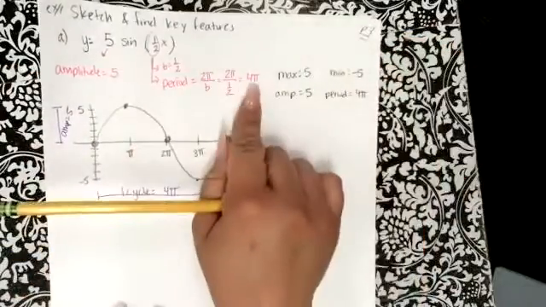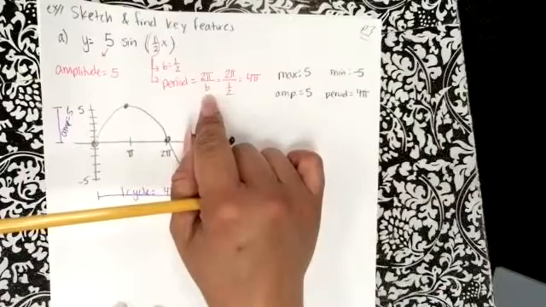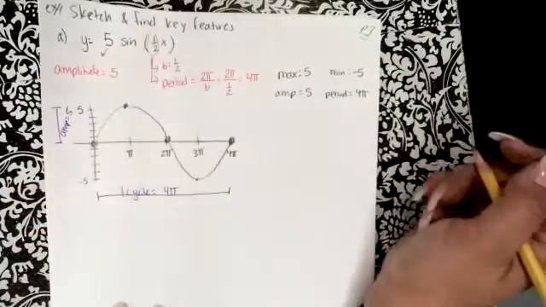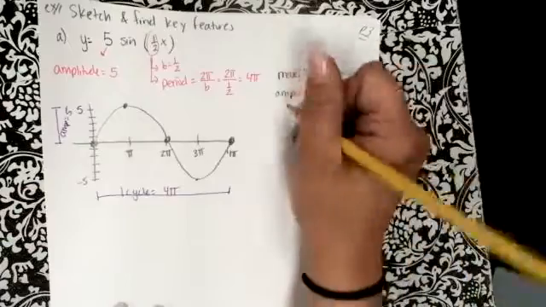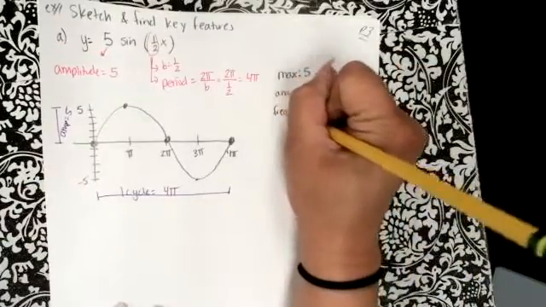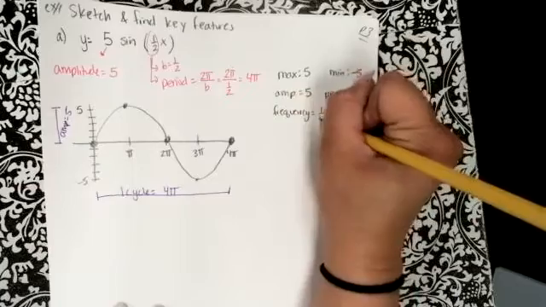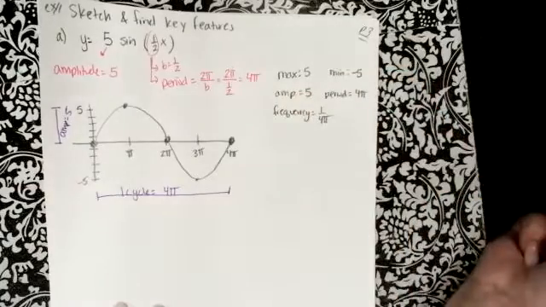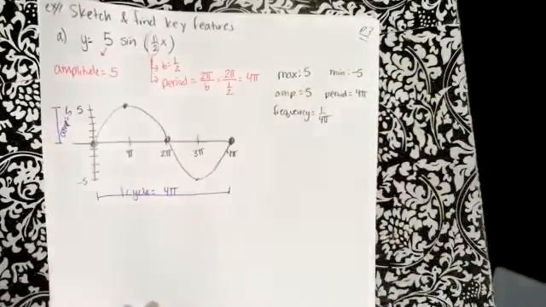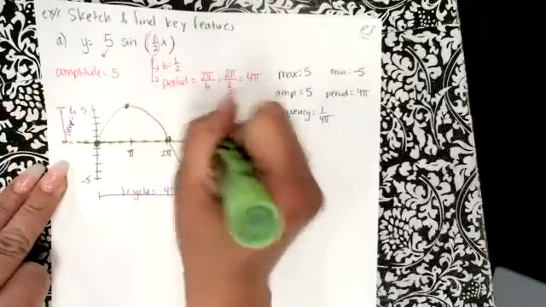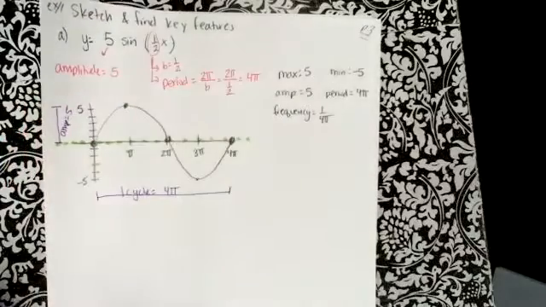And how do you calculate the period? You do 2 pi divided by the b value. And the b value is between the trig and the variable. Now, your frequency is the reciprocal of the period. So it's 1/4 pi. My midline is y equals 0 here.